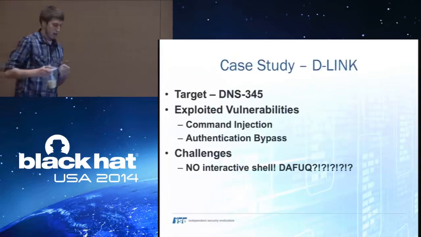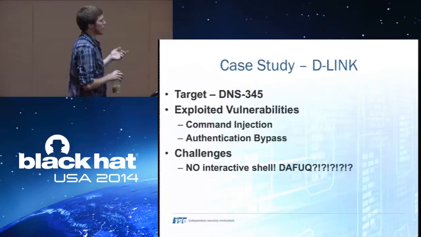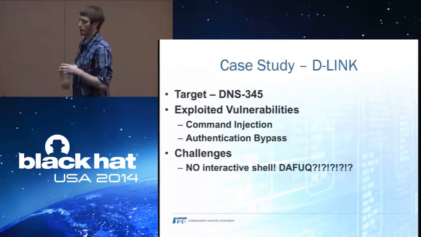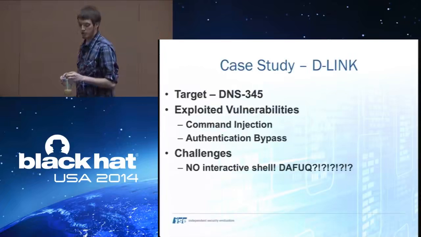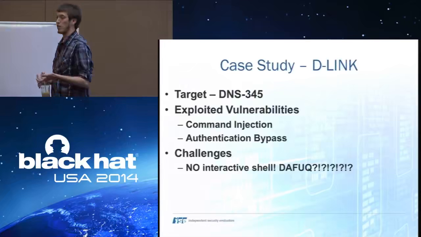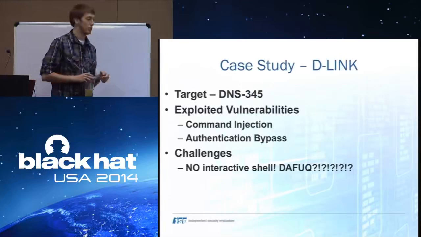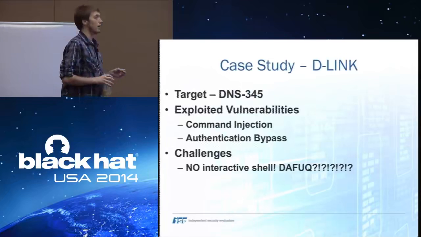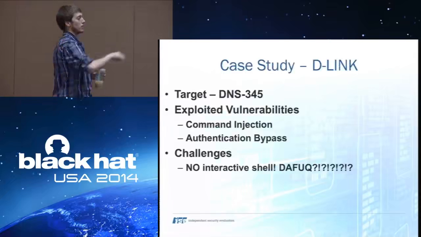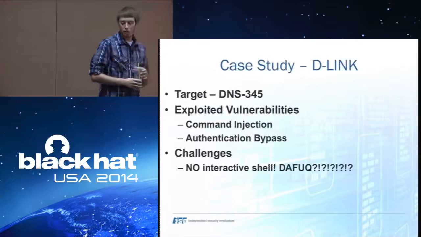So the first case study that we'll talk about with demonstration is D-Link, the model DNS-345, as I said, and we are going to exploit two vulnerabilities, command injection and authentication bypass. If you recall, authentication bypass was a subset of the missing function level access control. So what we're able to do here is take a C program that I wrote and point it at this D-Link device and become root, gain a root shell.